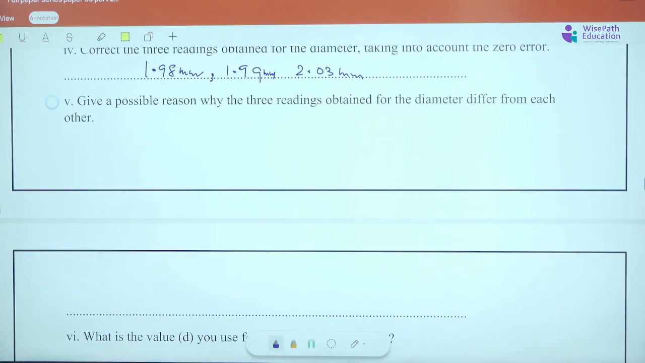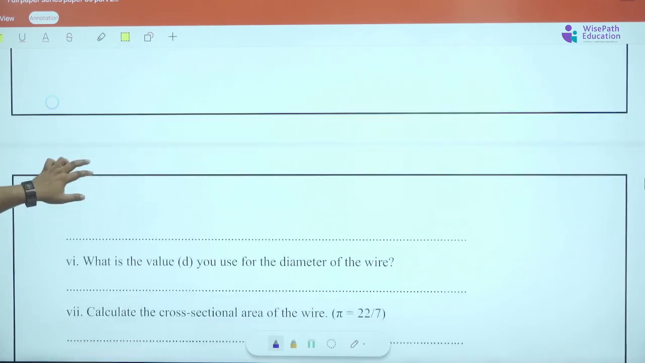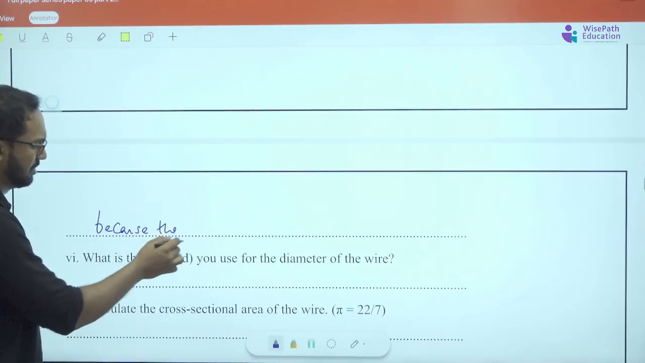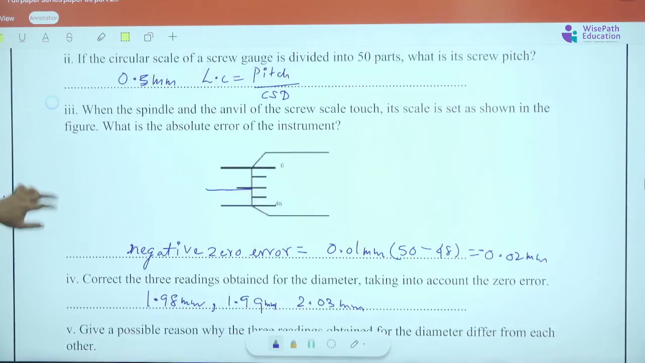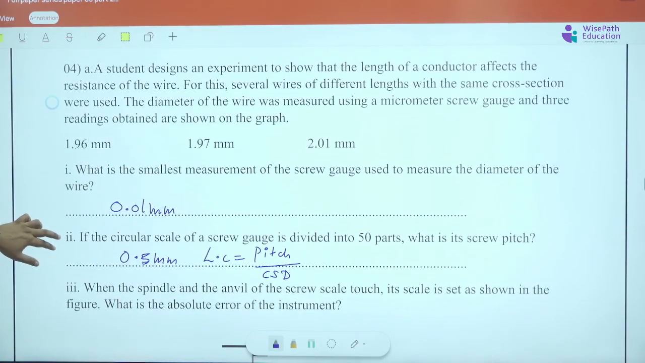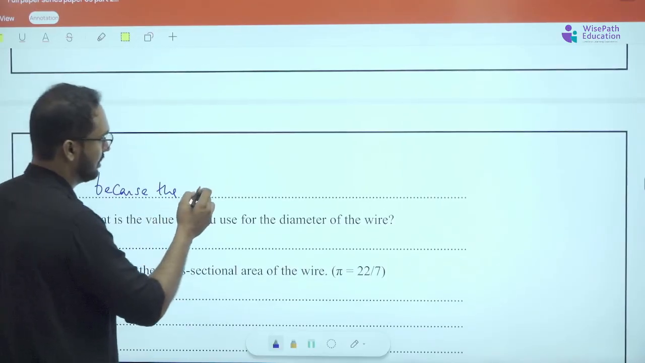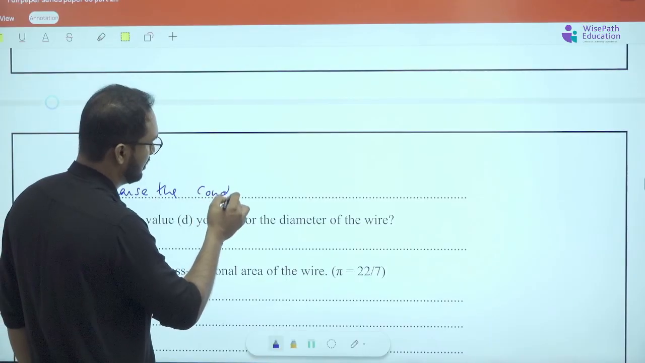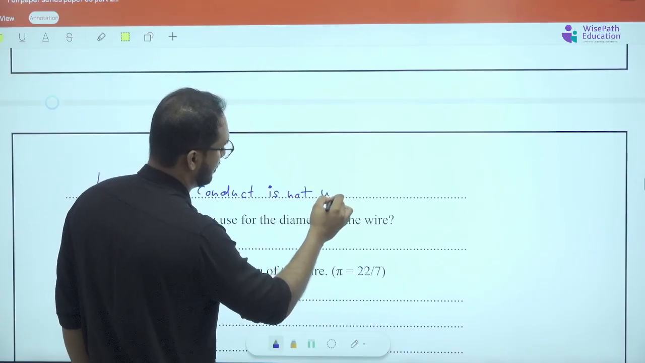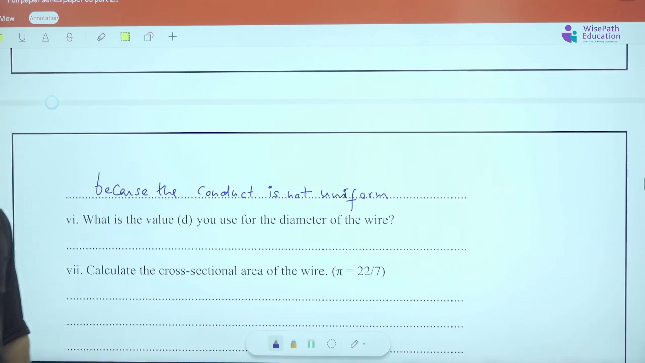Give a possible reason why the three readings obtained for the diameter differ from each other. What is being measured here? The conductor, right? Because the conductor is not uniform, right? It's not uniform. It has different diameters.